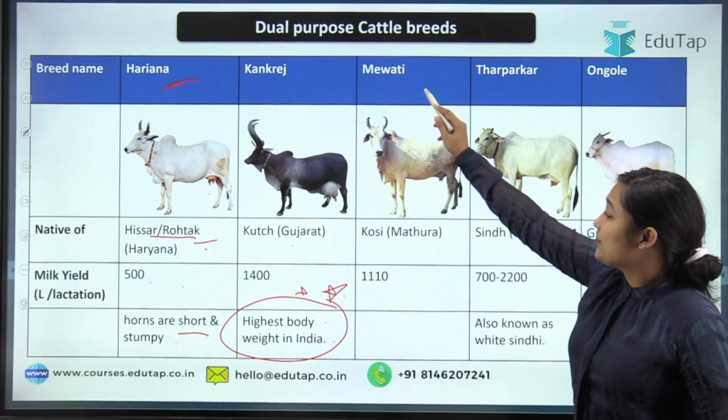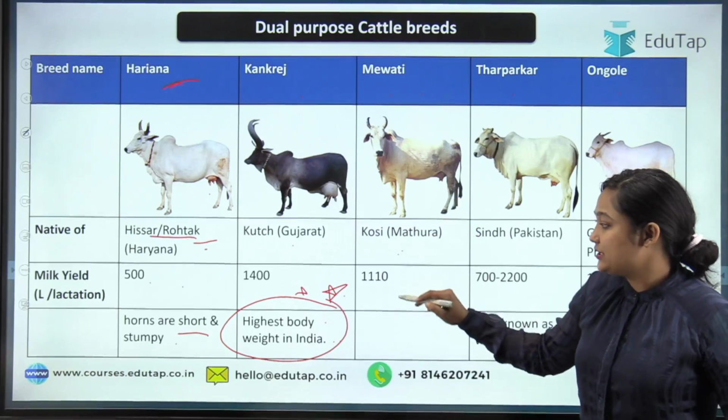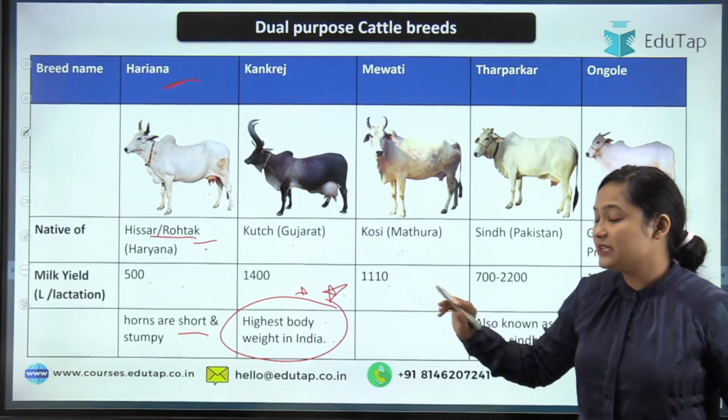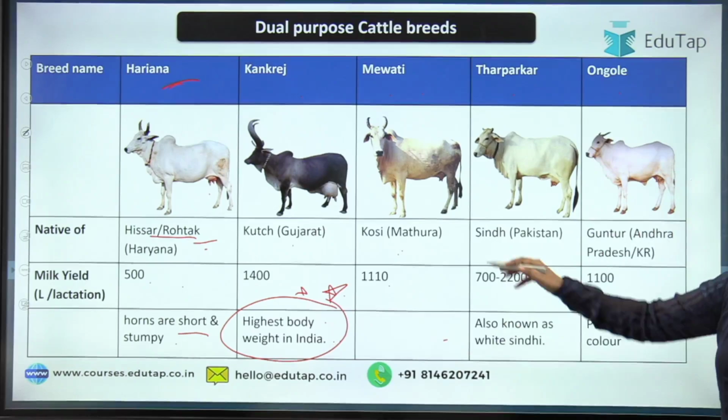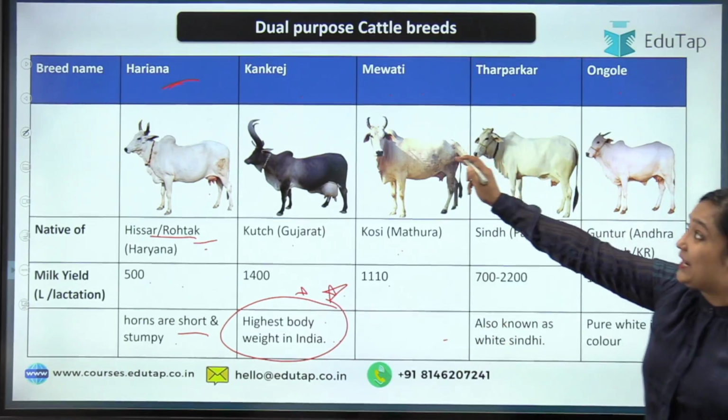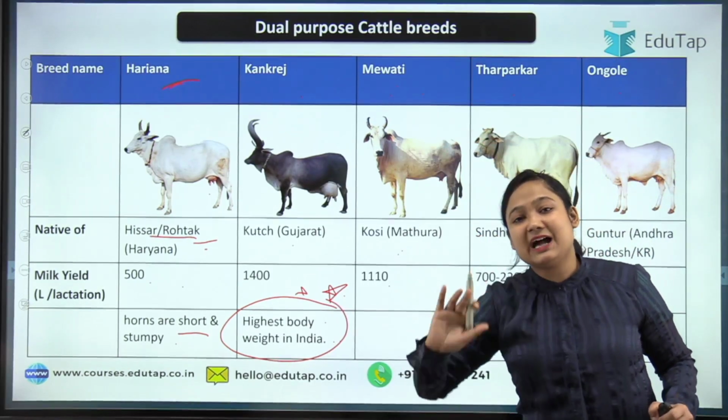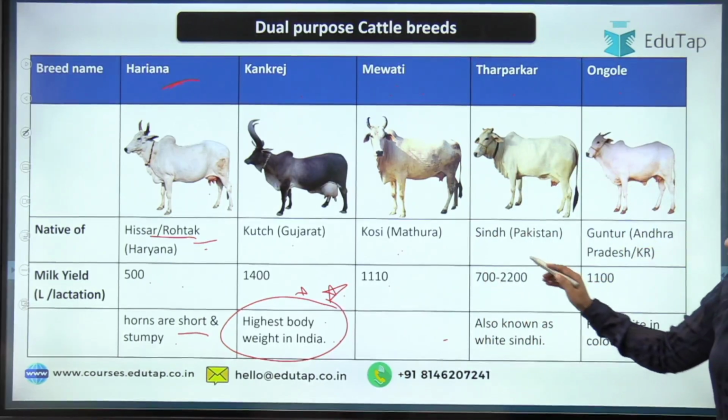Okay. Now talking about Mewati, Kosi, the origin is Kosi. The milk yielding capacity is 1110. And again, no need to remember this. Just remember that Mewati is a dual purpose breed. That will be enough for your examination. Now moving to the Sindh.